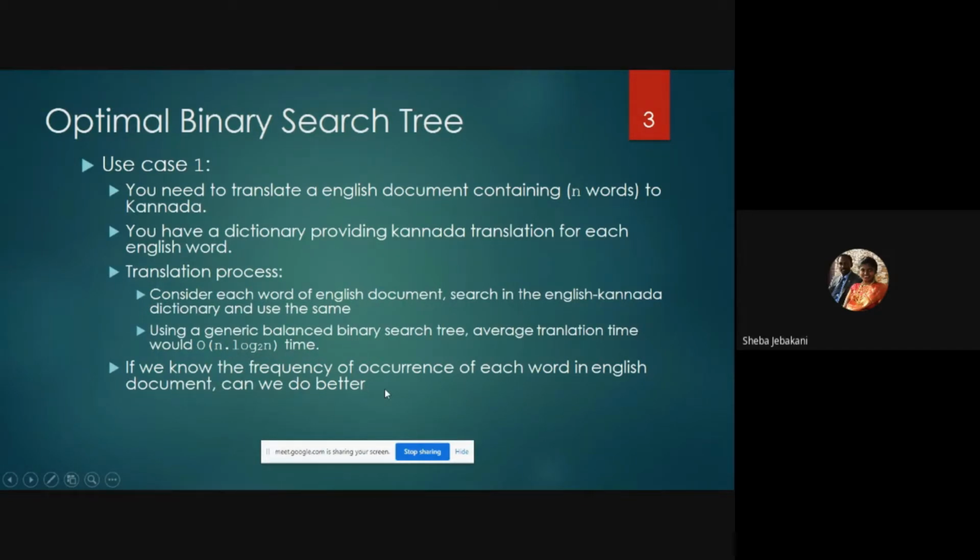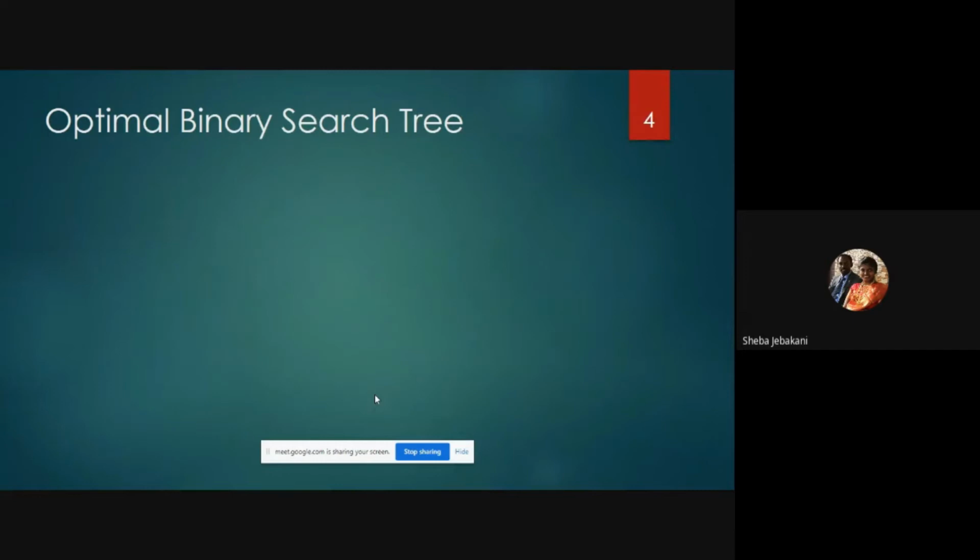But if we know the frequency of occurrence of each word in the English document, then basically we can do much better. Wherein all the places where it is there, as soon as we find out, we can make a note of it. But still, how do we go about doing this process by making sure that we are trying to look up into the dictionary for the least number of times? That is the main problem definition. So, how do we optimally organize the binary search tree?